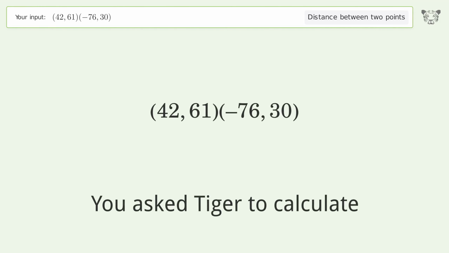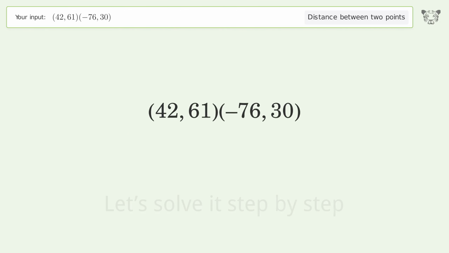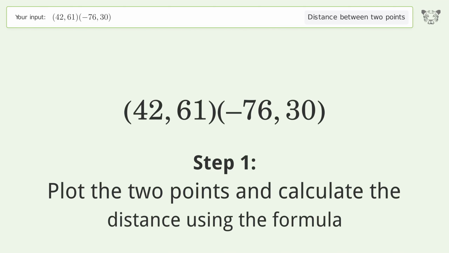You ask Tiger to calculate. This deals with the distance between 2 points. The distance between the 2 points is the square root of 14,885 or 122.004. Let's solve it step by step. Plot the 2 points and calculate the distance using the formula.